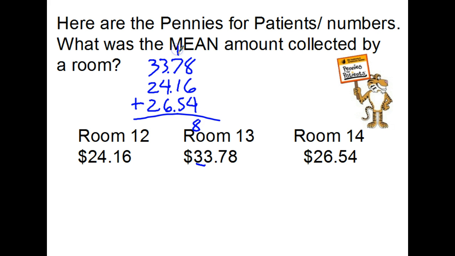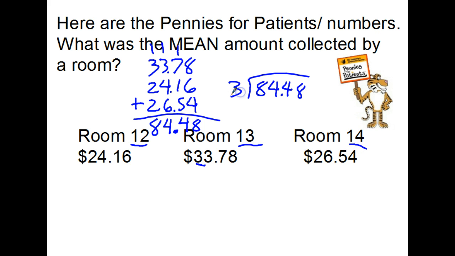10, 18, carry my 1. 8, 9, 14, my 1. 4, 8, 14. 4.68. Line up my decimal points. $84.48. That was the total amount collected for the pennies for patients. What am I going to divide it by? Well, we got room 12, room 13, and room 14. So there were 3 rooms.